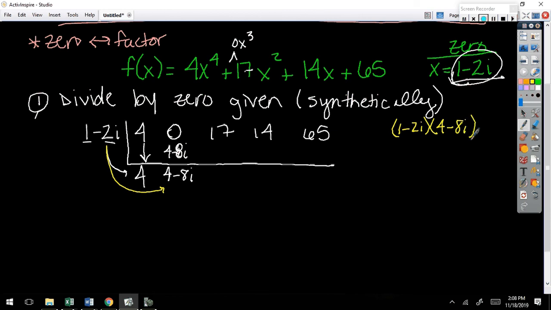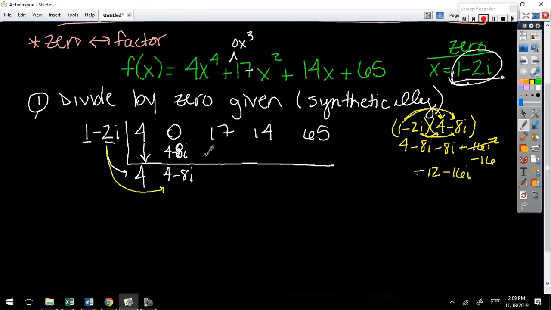1 times 4 is 4, minus 8i, minus 8i, plus 16i squared. Remember, an i squared means change the sign of the number. So this is going to be minus 16. So I get negative 12 minus 16i. Okay? Negative 12 minus 16i.